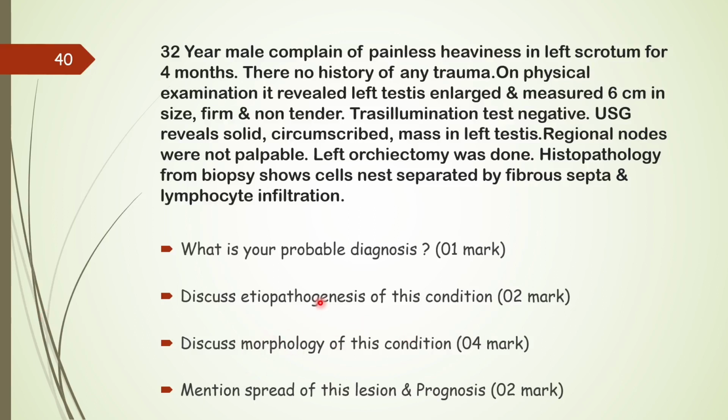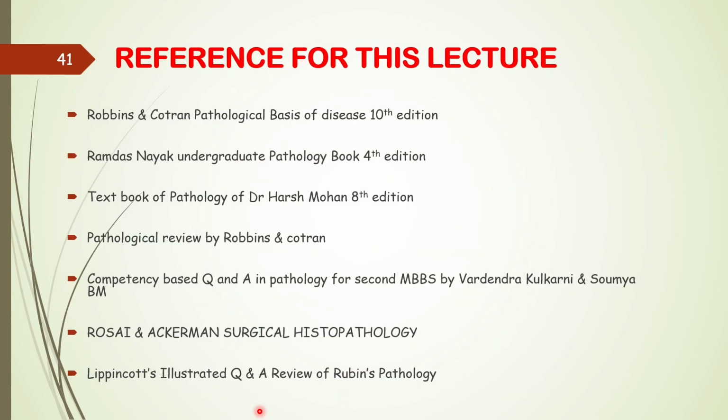Morphology of this condition. So now you can write down the morphology: gross and microscopic appearance. Grossly, it is a rubbery, solid tumor that is well demarcated from the normal testis. Sometimes 10 times enlargement could be seen, and microscopically it shows well-defined cell borders, lymphocytic infiltration, fibrous septa, and clear cytoplasm due to the presence of glycogen, right? So this type of question can be asked. Mention the spread and prognosis. Prognosis is good. It is radiosensitive. Spread is to the renal lymph node. So these are the references for today's lecture, right?